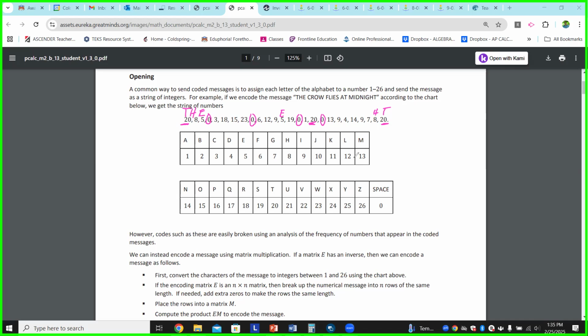And then you start thinking about it. You're like, well, H is the 8th, and then T must be the 20th. And then you go, all right, I kind of figure this out. 3 then must be C, and so on and so on. And you actually get this phrase right here: the crow flies at midnight.